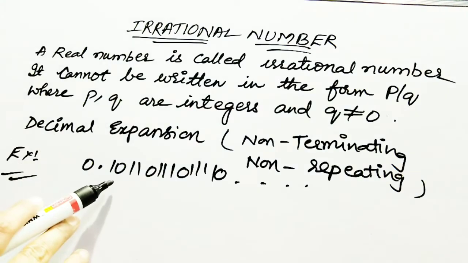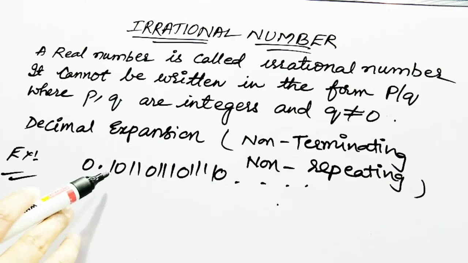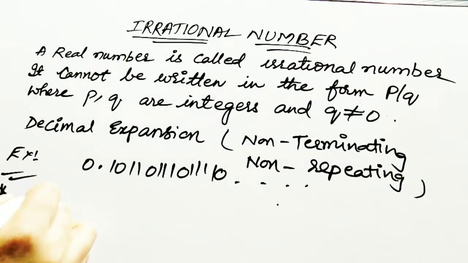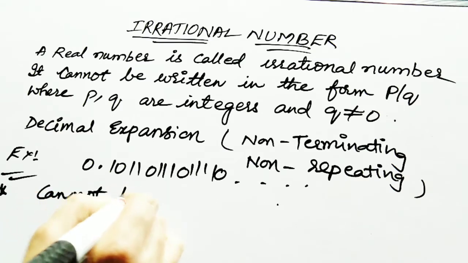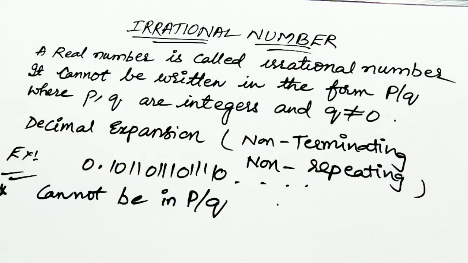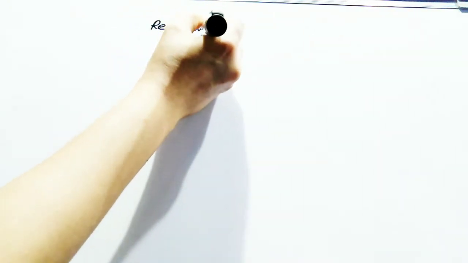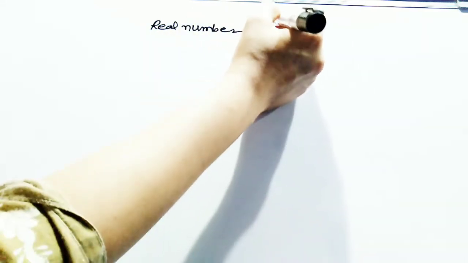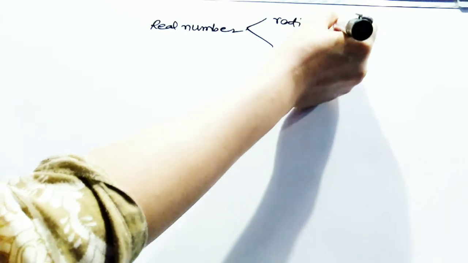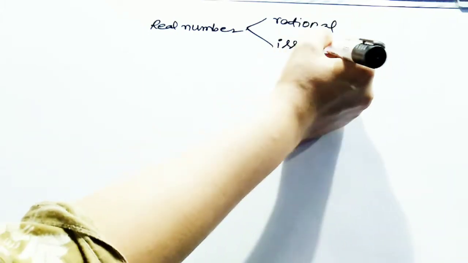See that it is non-terminating and non-repeating, meaning the digits are not repeating in a series. It cannot be in p by q form. That is your irrational number, meaning it cannot be represented in p by q form. Now, what is a real number? We are discussing real numbers. A real number is a combination of rational and irrational numbers, meaning it contains both.